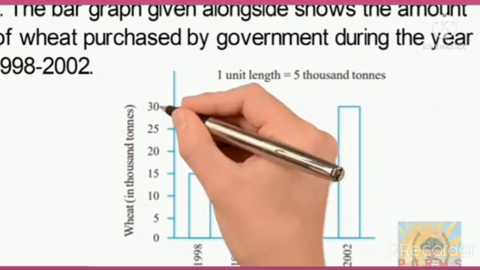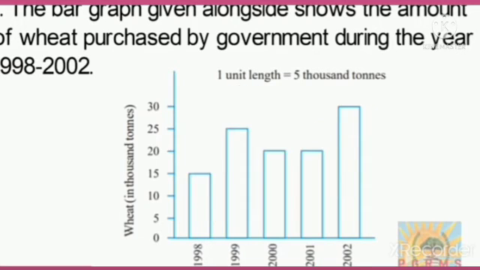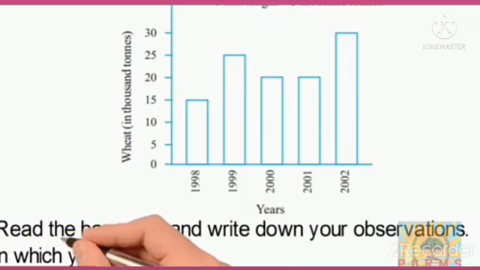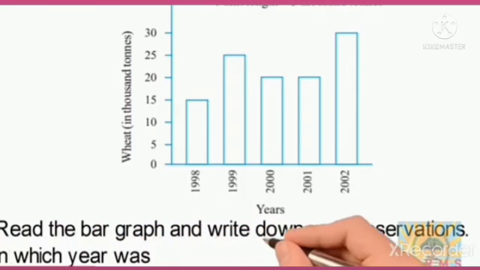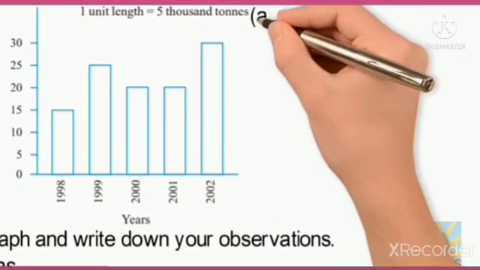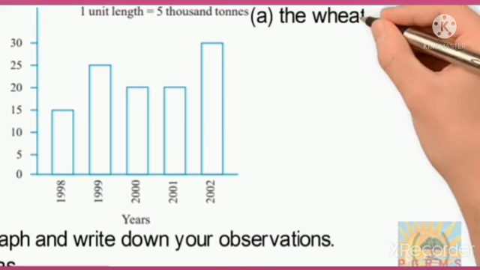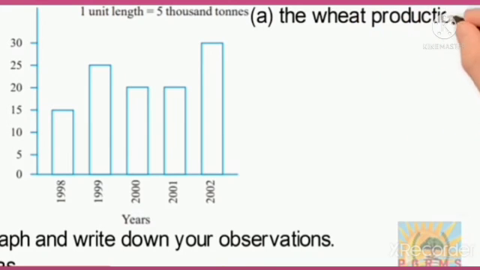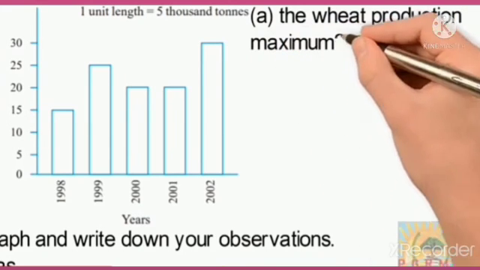So this graph gives complete information about the wheat purchased by government. So read the bar graph and write down your observations. So we have to give the answers. So our first question is, by observing we will give the answer of the first question. First question is, in which year was the wheat production maximum?